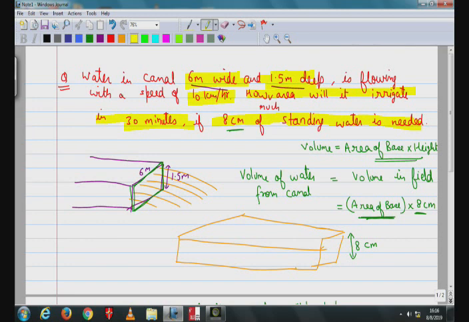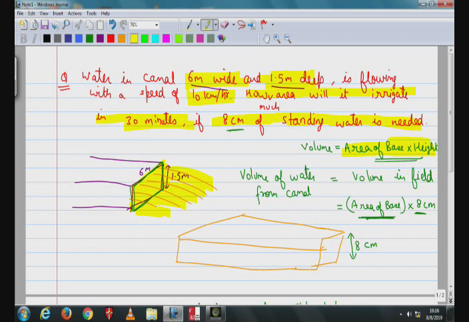The only thing you have to take care of is that the volume coming out from the canal is equal to the volume in the field. Now volume is nothing but the area of base multiplied by the height. Since the face of the canal through which the water is coming is in the shape of a rectangle, we have to figure out how much volume is coming out of the canal. So first we will figure out the area of the base, which is 6 into 1.5.